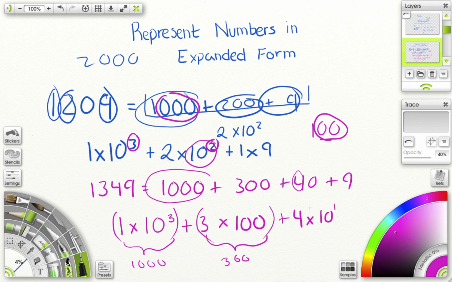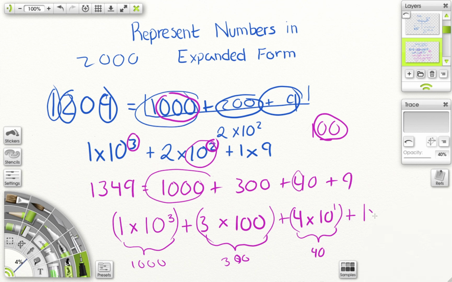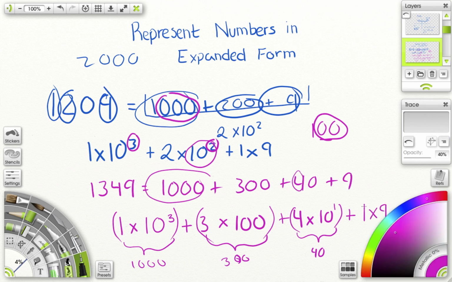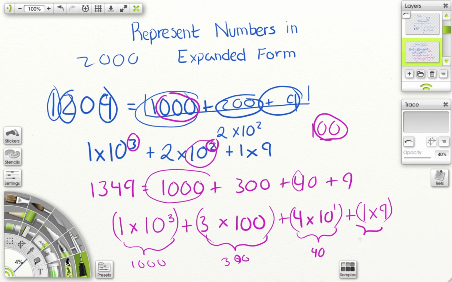So I have 4 times 10 to the power of 1. I can put this in brackets because I know this means my 40. Because when I write this out properly, it would be 4 times 10, which is 40. And then plus 1 times 9, and that would be my ones column. I can just put that in brackets, and I know that this is my 9.